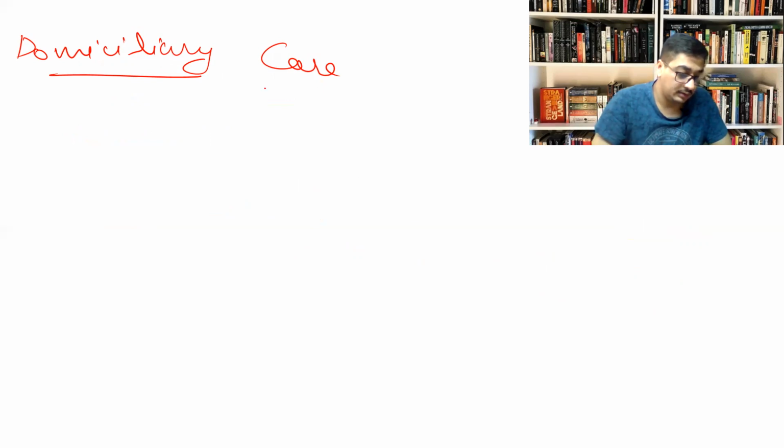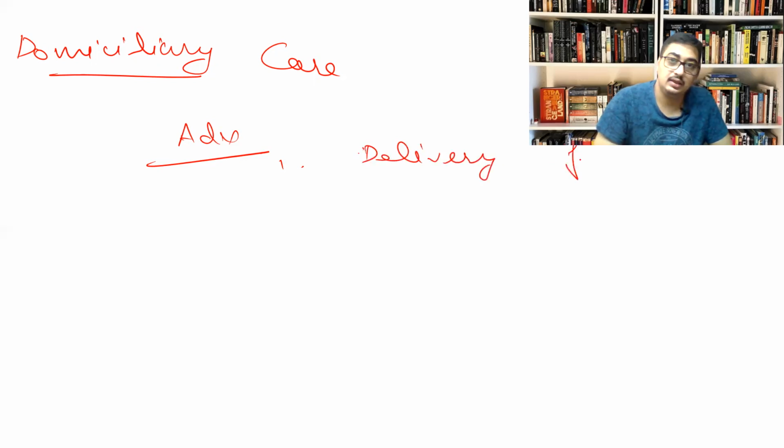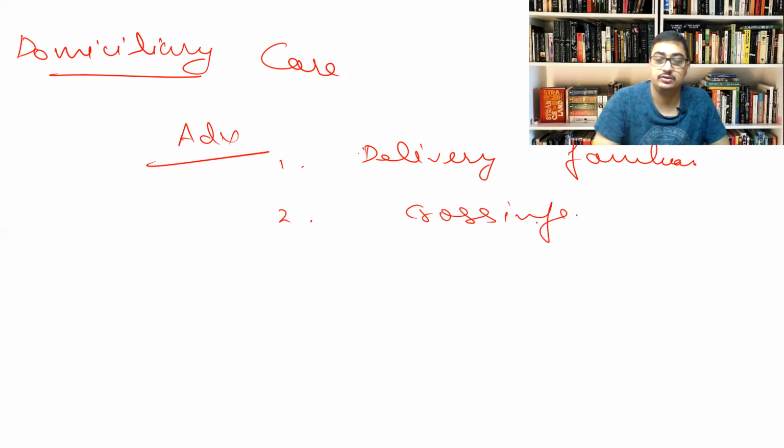So here there are certain advantages of domiciliary care. First advantage is she will have a delivery which would be done in familiar surroundings, like the family surroundings of the home. Second is the chances of cross infection. So in hospitals, what happens is that various pregnant females are together. So let's pause for a time.